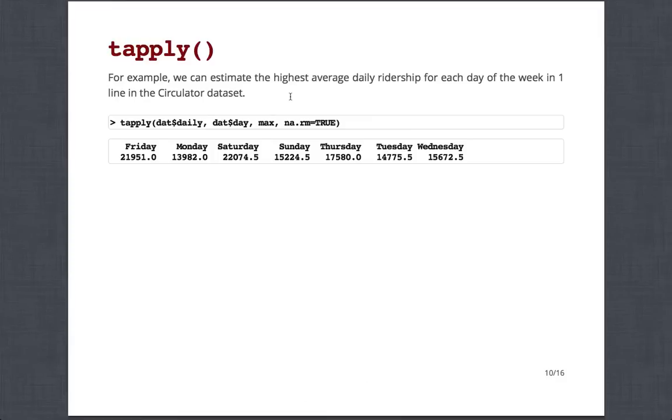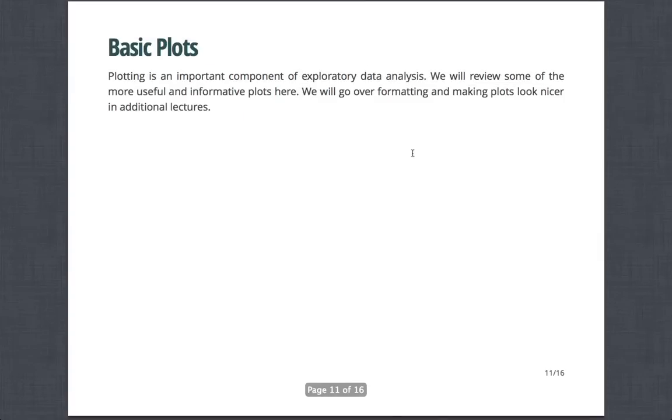So for example, we can estimate the highest average daily ridership for each day of the week in one line in the circulator data set. Here I'm saying T-apply. The numerical variable I care about is dat $daily. I want to look by day, and the function I want to apply is max. Again, because there's missing values, I want to say na.rm equals true. So here is the maximum daily ridership for each day of the week in that data set, shown here. We're going to cover T-apply a little bit more in later lectures as well.